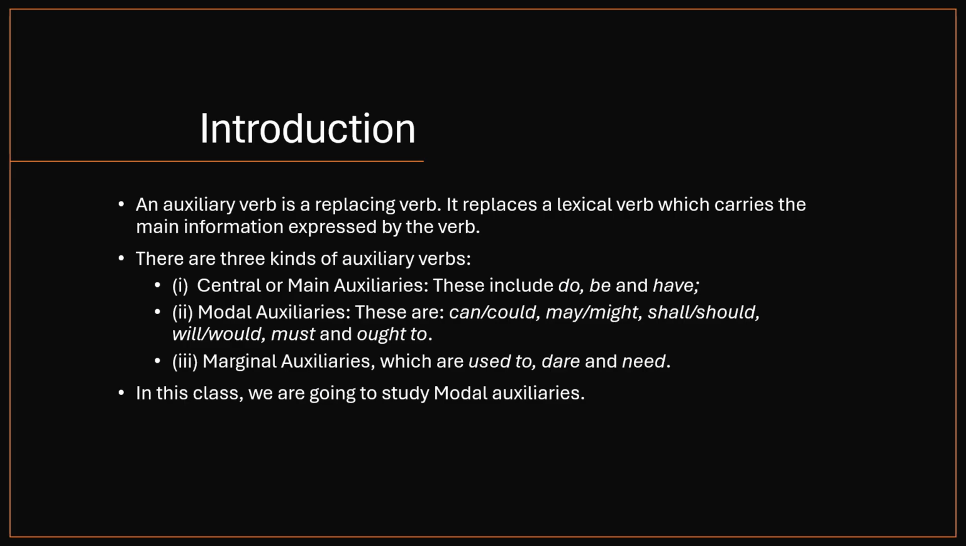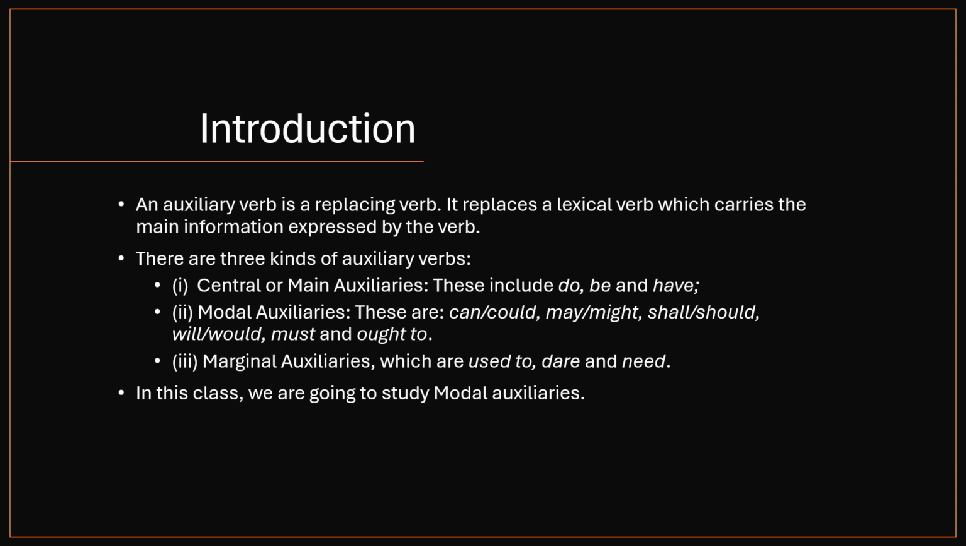So by way of introduction, what do we think an auxiliary verb actually is? An auxiliary verb is actually replacing the verb, and it's replacing a lexical verb which carries the main information expressed by the verb. So most times it actually helps us. Now there are three kinds of auxiliary verbs. You have the central or main auxiliary verbs. Now this includes do, be, and have, like you have in I do that all the time, I am a person, or I have some money.